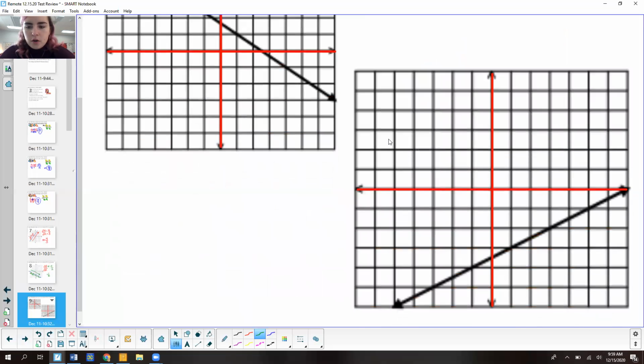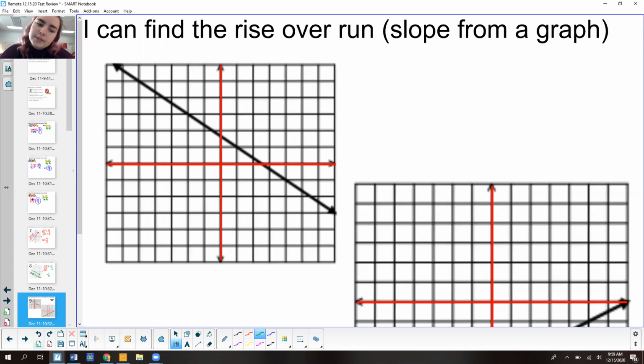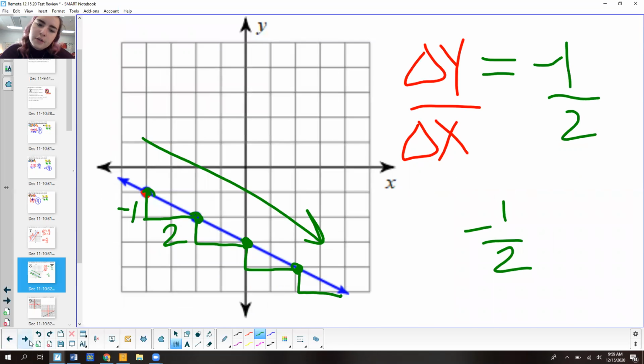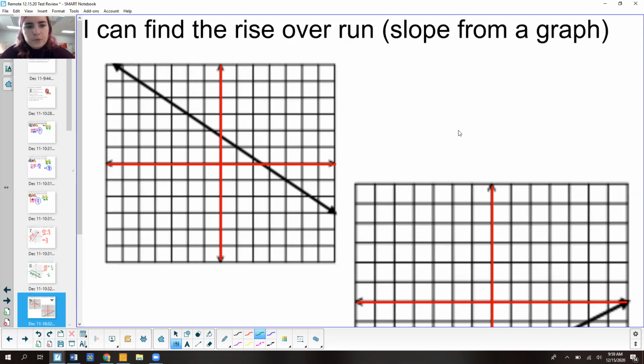All right, so I did want to go over these with you guys. The only difference between this and what we just did is that the ones we just went over give you points on your graph. These ones do not. So you should still be able to find the rate of change or the slope from a line when it looks like this. The only thing you have to do is identify 2 points on your line where it intersects at a vertical and a horizontal line as well.